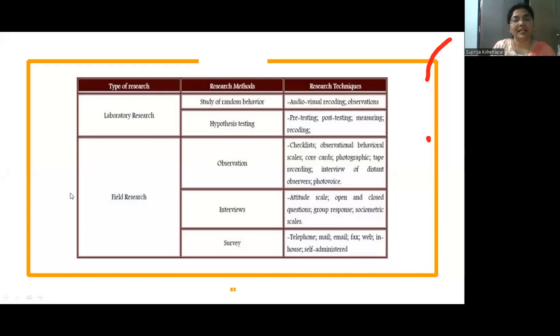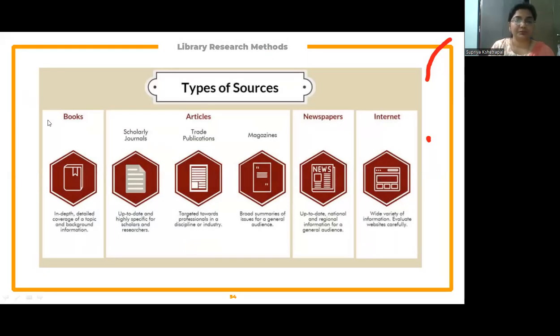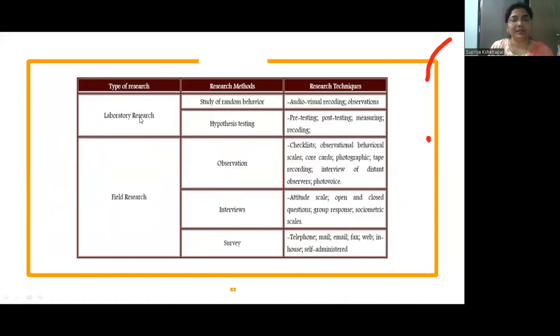Now let us see the types of research, the research method and research technique. So let us consider the different types of research. Laboratory research: in laboratory research, the research methods are the study of random behavior and hypothesis testing. Hypothesis means the imaginative statement we have given before performing any experiment.